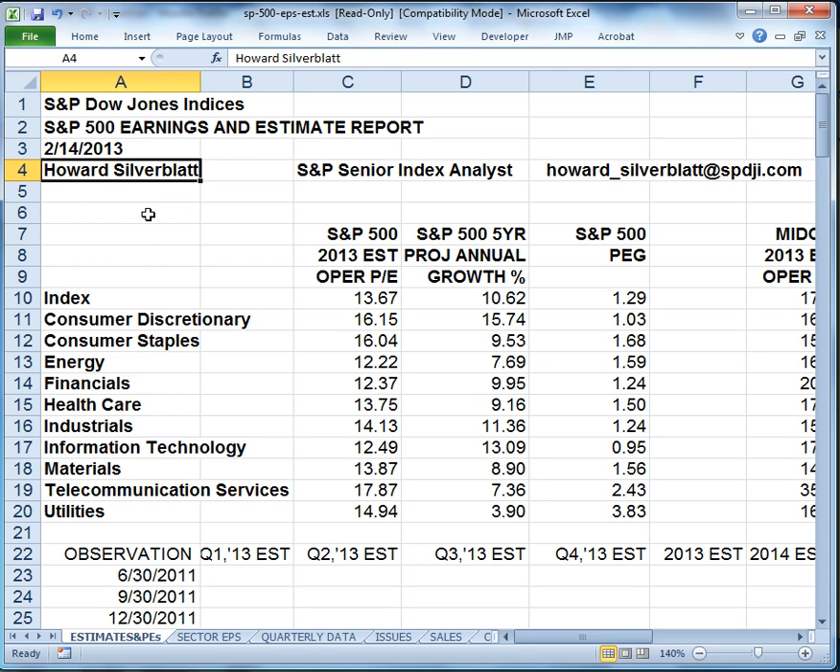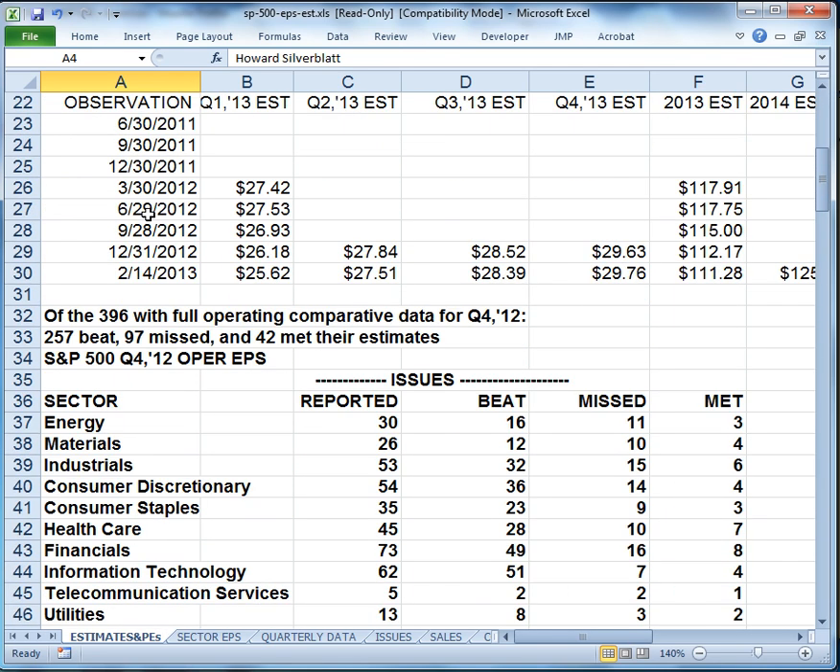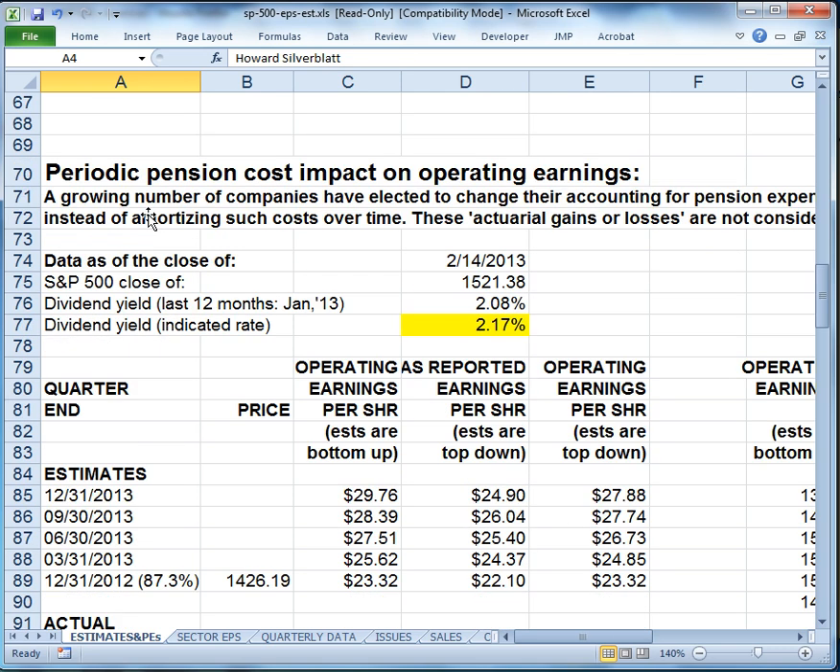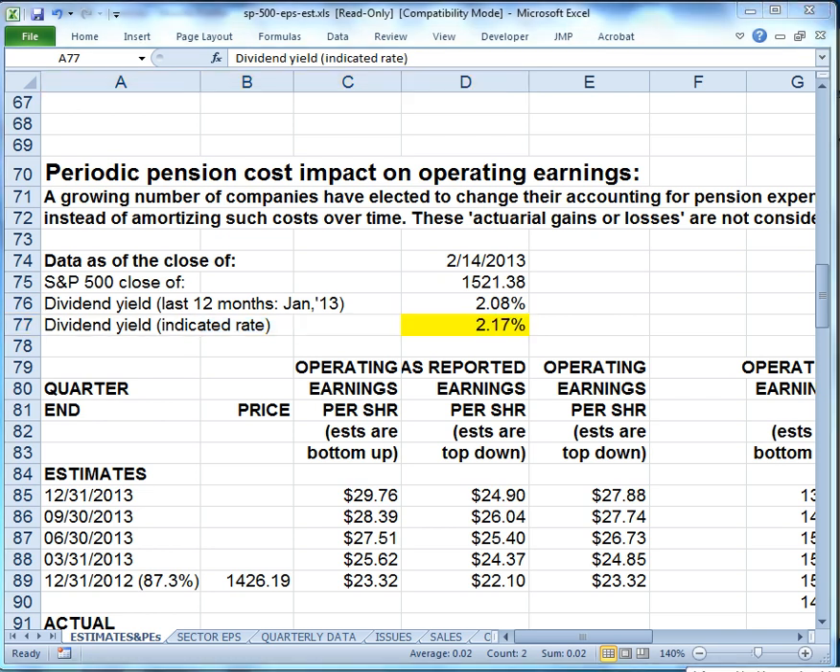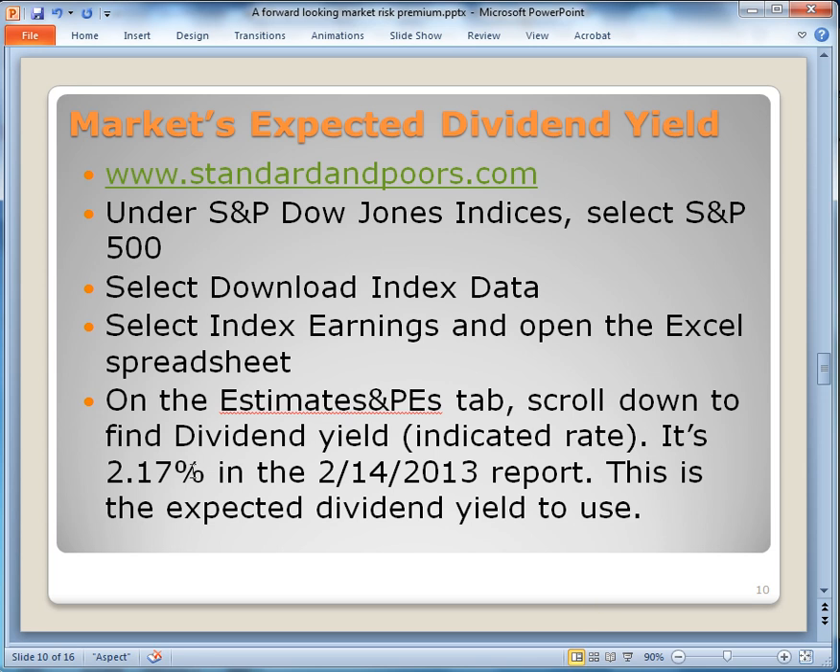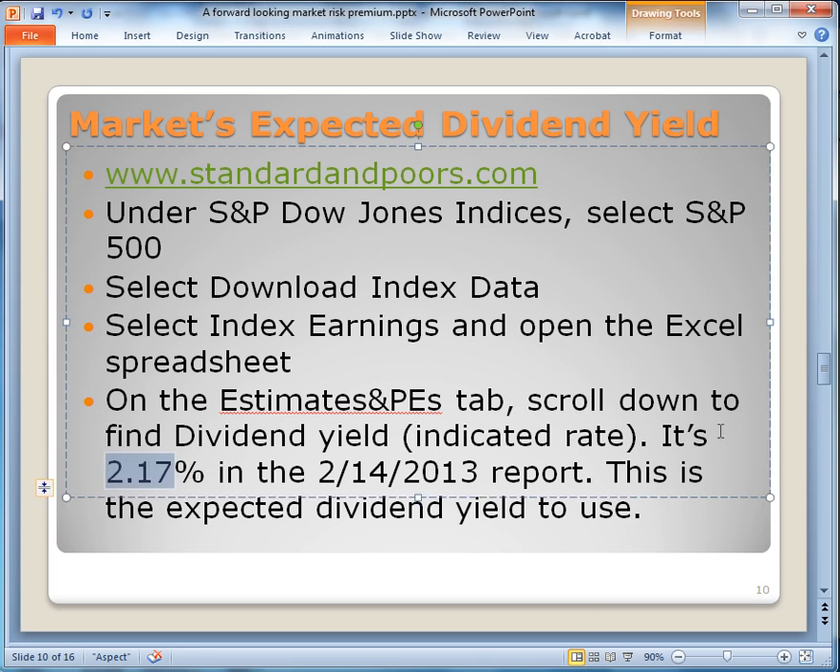In any case, as of 2/14/2013, he has come up with his estimates, and if we scroll on down in this report, there's a bunch of information in here. But down at row 77, we'll see that his anticipated dividend yield, based on his research, for the future is that the S&P 500 will yield 2.17%. So we don't have to form this expectation ourselves. We can actually use Howard Silverblatt's calculations there. And so that gives us 2.17% as an expected future dividend yield.